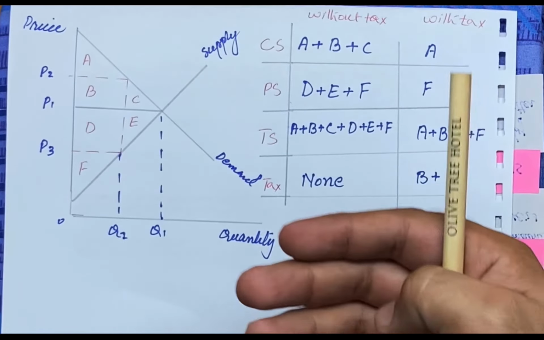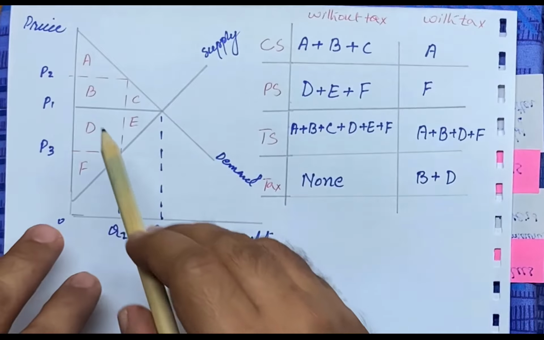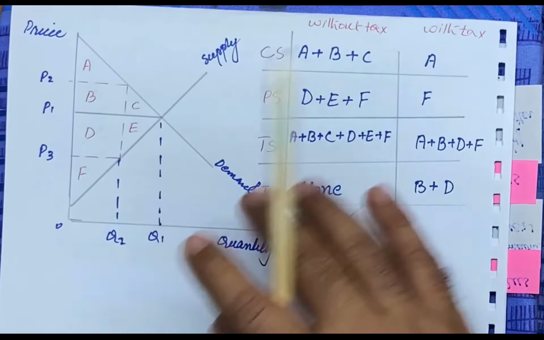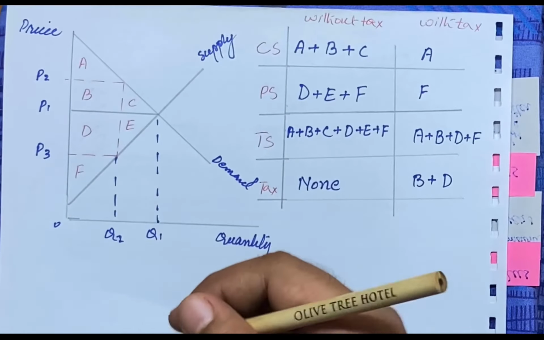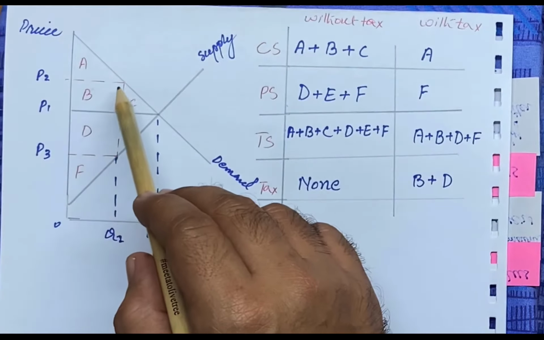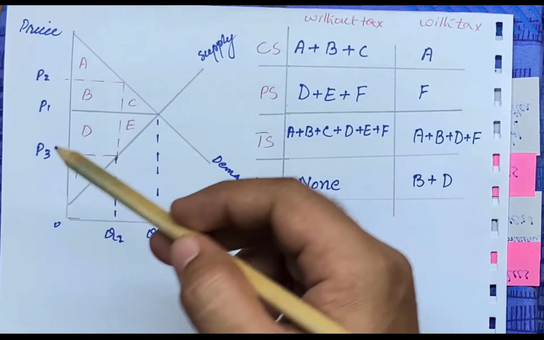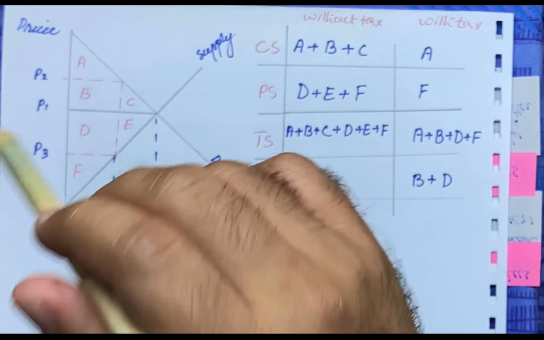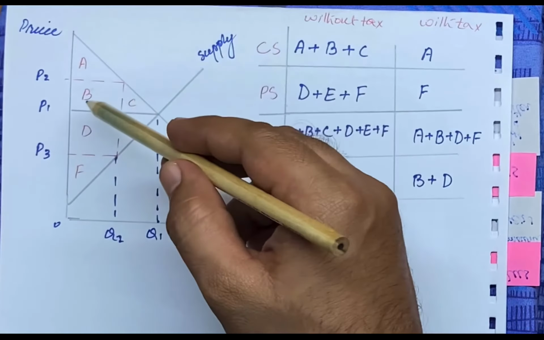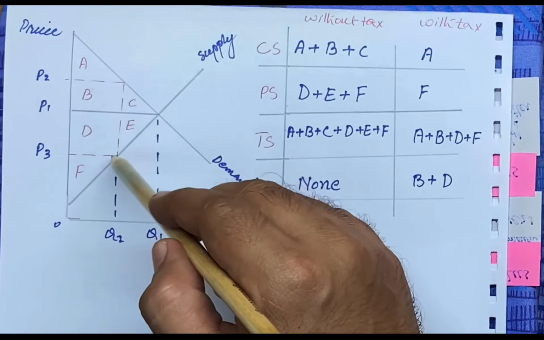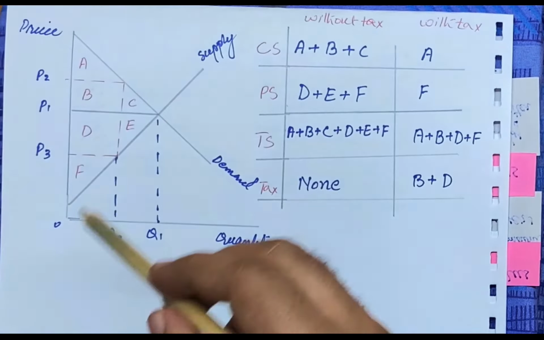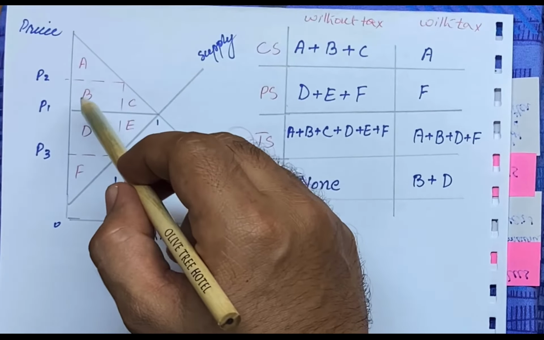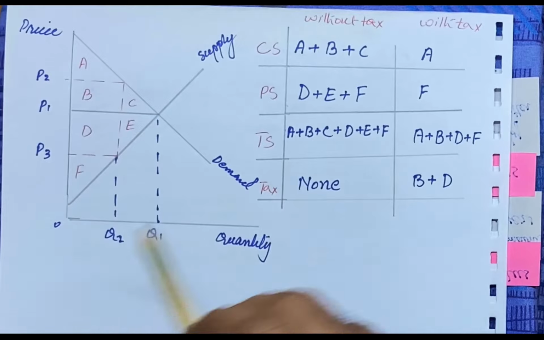But when government imposes tax, and we assume that this portion, B and D, is the tax imposed by government. And if you don't know about this idea of this rectangle tax, please visit my previous lecture in which we have discussed supply, demand and government policy. So you will better understand how we can see that this rectangle is government tax. So if government imposes a tax, then B and D will become the government revenue, which is tax.